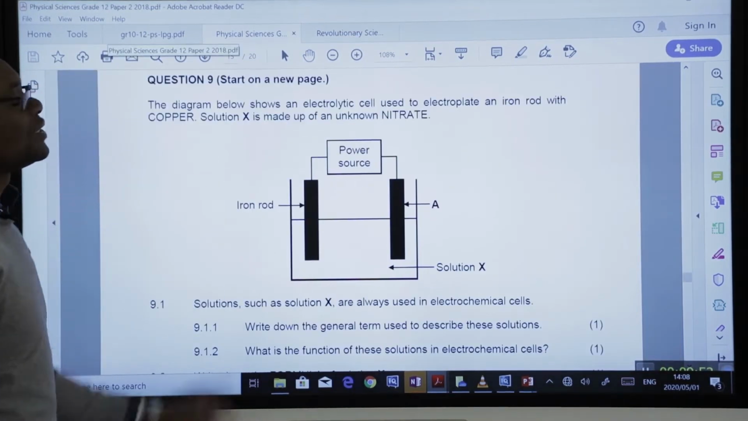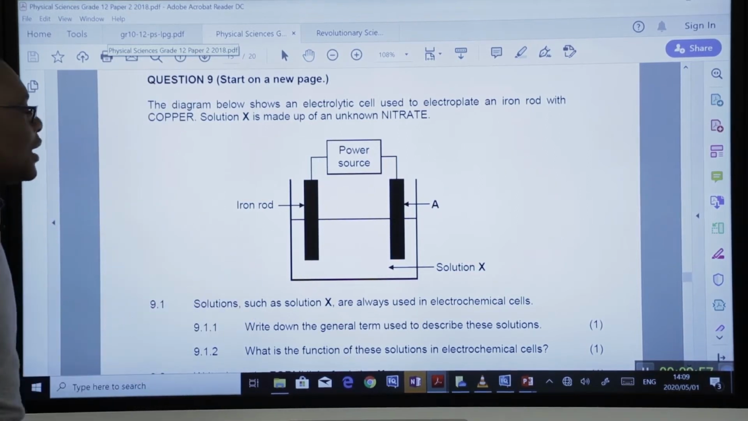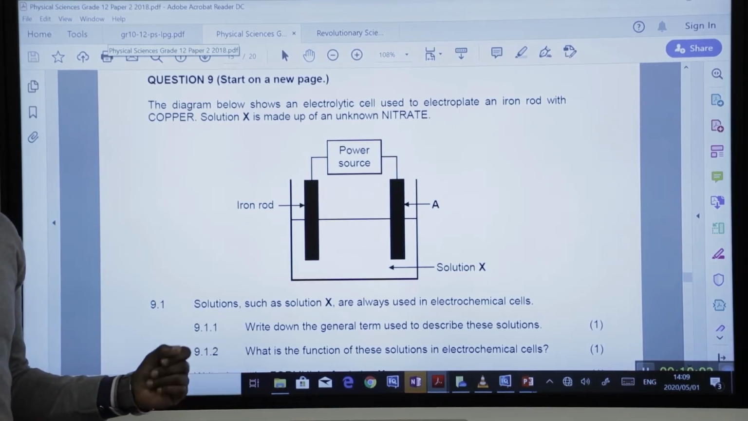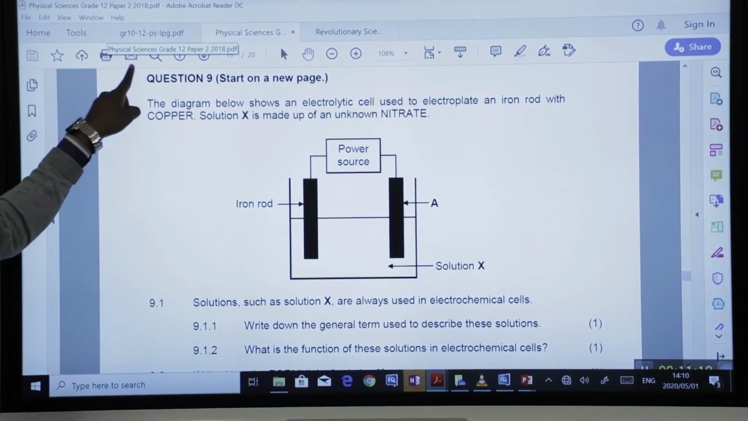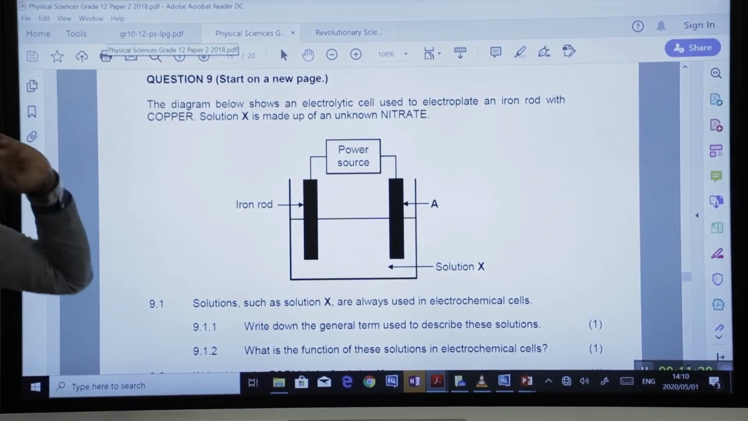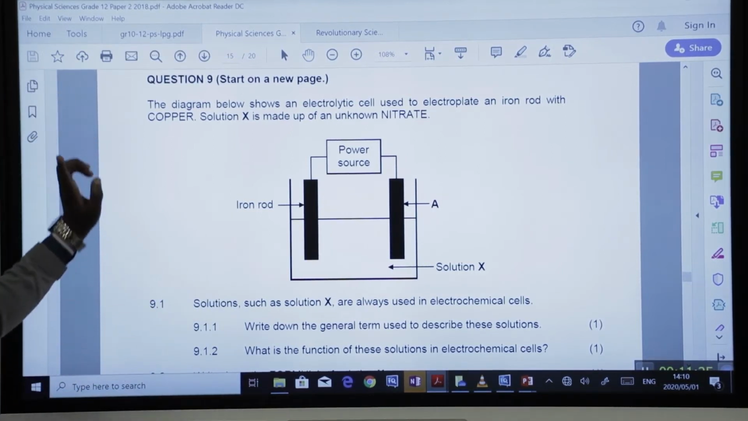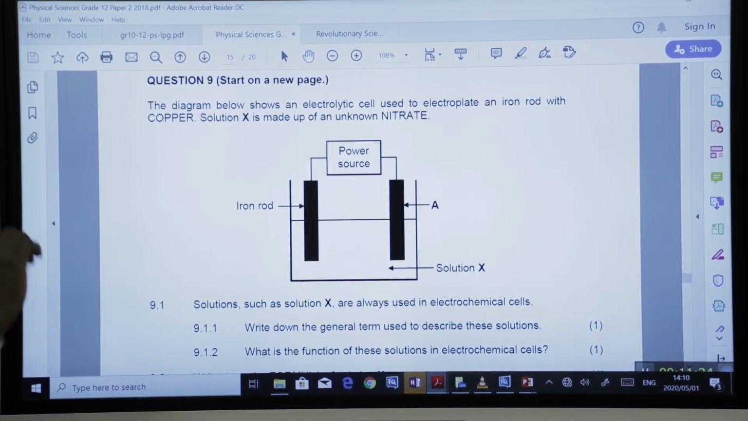to go to our 2018 grade 12 paper 2 May-June and answer these questions using the background information we were sharing. So we are going to answer this typical examination question, Physical Science grade 12 paper 2 2018, the May-June paper, like I said. So the instruction here is saying the diagram below shows an electrolytic cell used to electroplate an iron rod. Remember, boys and girls, we are electroplating.